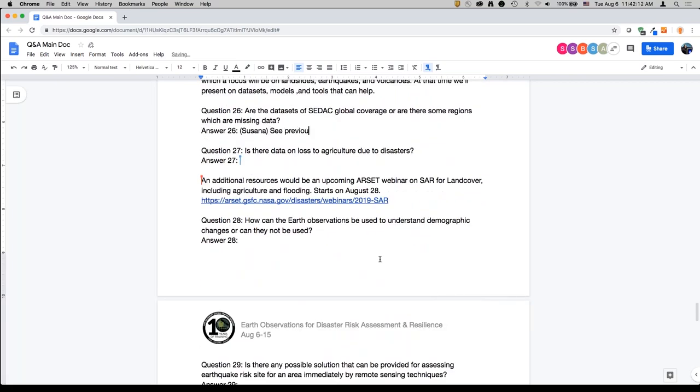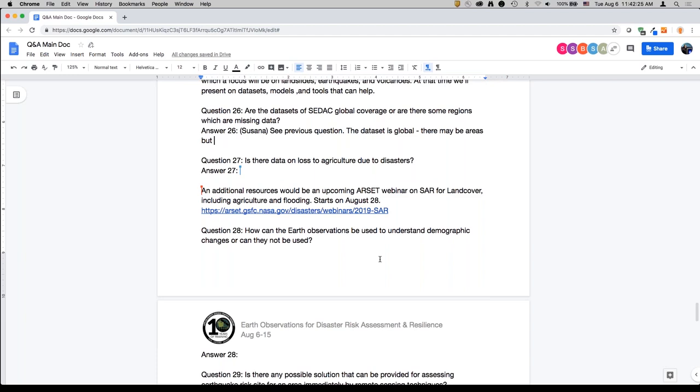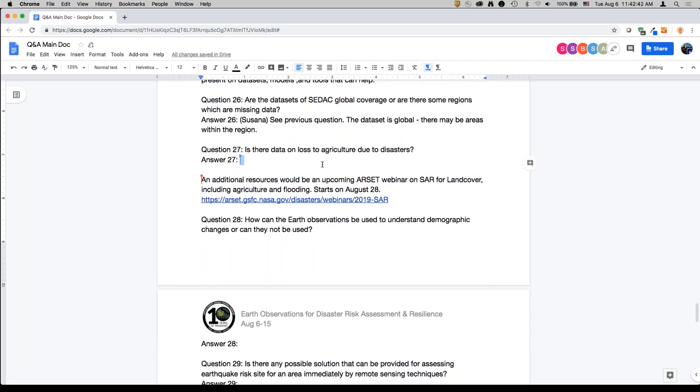Question 26, are there data gaps? No, the data set is global. There could be areas within the country that do not have data, but there is a grid that describes the content of each of the cells, including when the data is missing or there are actually no people living there. So that's one of the data quality grids.